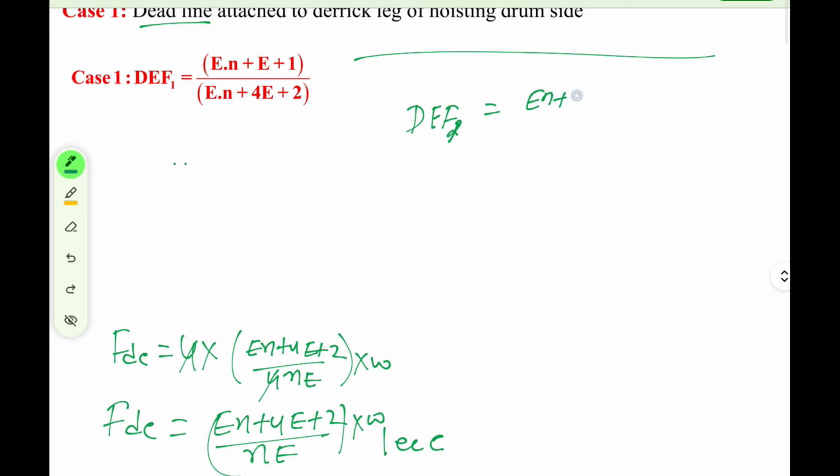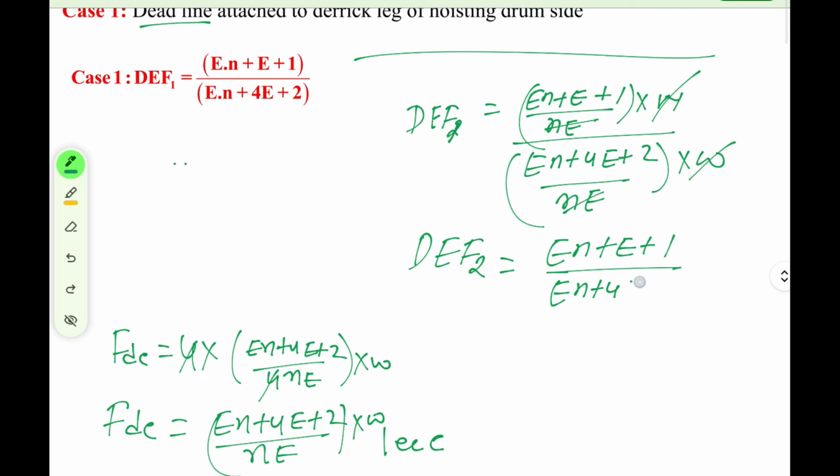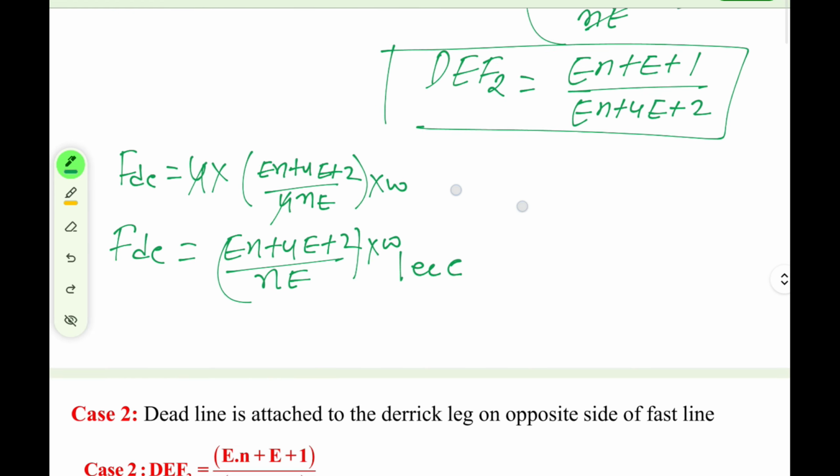(Ne plus E plus 1) divided by Ne multiplied with W, divided by this load, (Ne plus 4E plus 2) divided by Ne multiplied with W. This W will cancel out. So you will get the Derrick efficiency factor for case 1 as (Ne plus E plus 1) divided by (Ne plus 4E plus 2). So I hope this is clear to you. This is the case 1 I have done, right? So let's move to the next slides.